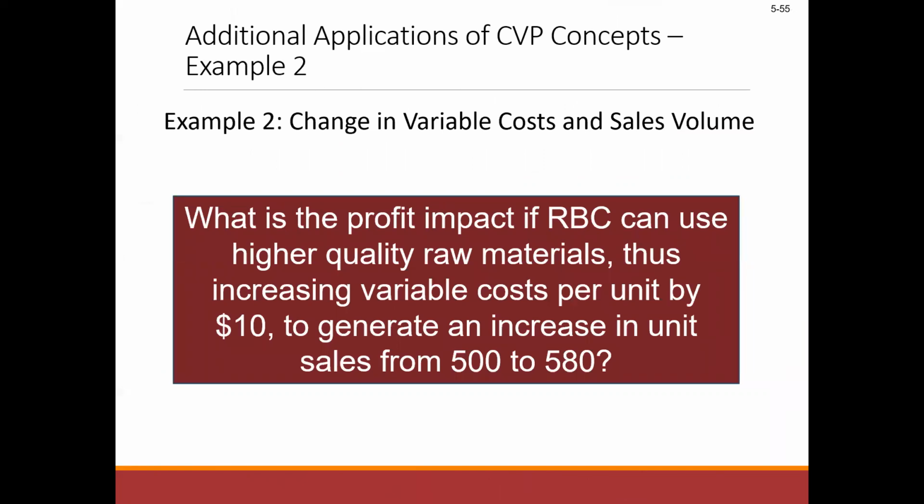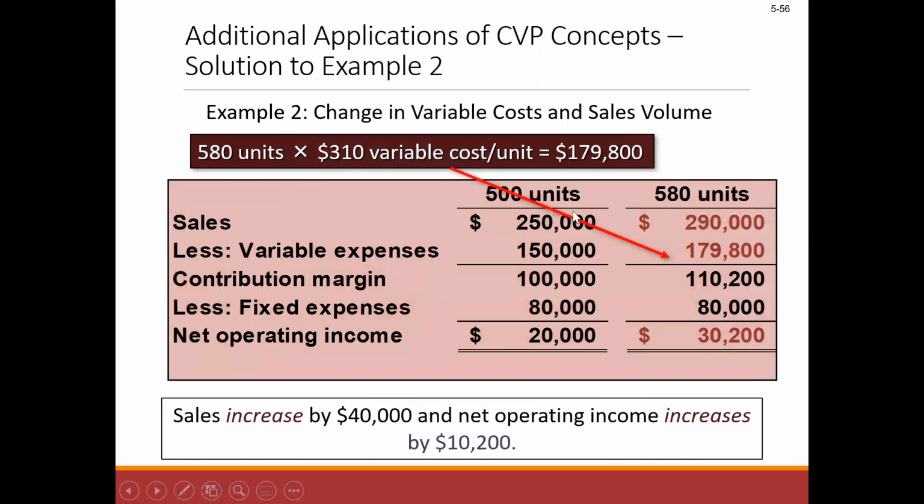Let's look at changes in variable cost with the sales margin. So what's the profit impact if RBC can use higher quality raw materials? Thus, it's going to increase our variable costs by $10 a unit to generate an increase in unit sales from 500 to 580. So we're not adding fixed expenses here. We're basically increasing our variable costs by lowering our contribution margin, hoping that volume alone is going to help benefit our net profit.